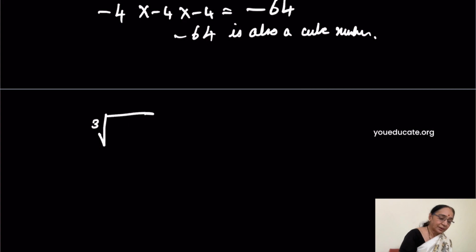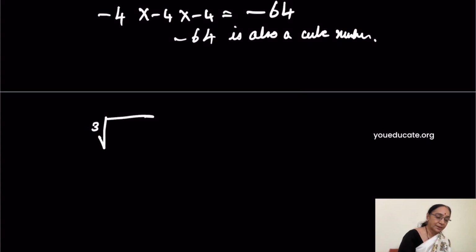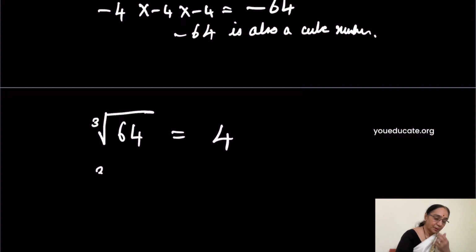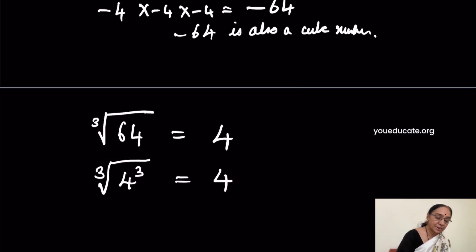Now that leads us to a very important result. When I take the cube root, the cube root is mentioned in the radical form like this with a small 3, which is called the index, which indicates that you are taking the cube root. The cube root of 64 is 4. That means you are taking the cube root of 4 cubed, which is 4. So 4 is the cube root of 64.